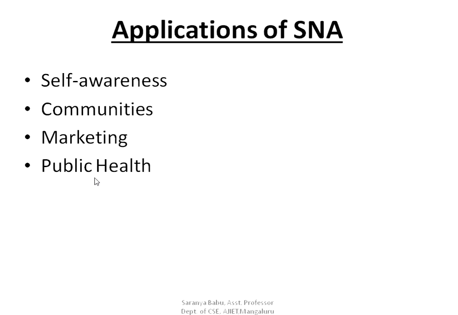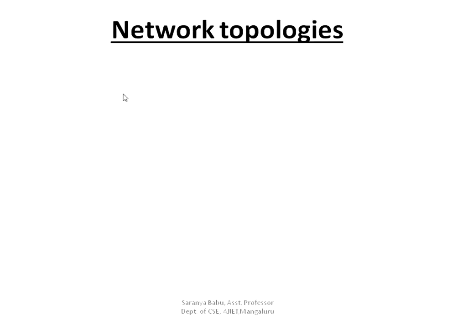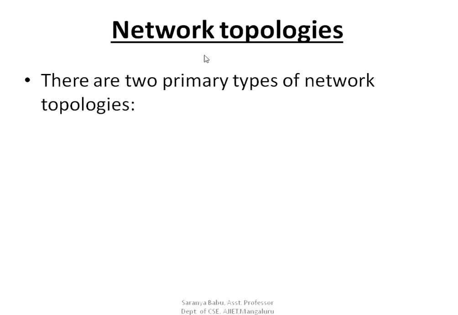So now moving on to the next topic, that is network topologies. Now we'll see there are 2 primary types of network topology. Anyhow, this is a graphical representation, right? Social network analysis. So we need to say what are the different types of networks that we have. So first we will see which are the different types of network topologies. Here there are 2 primary types of network topology.